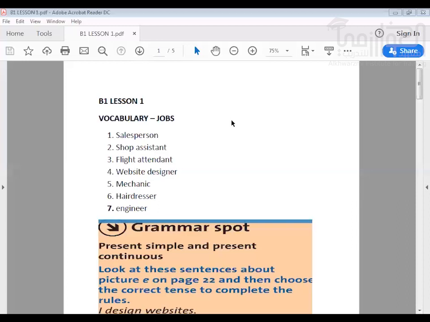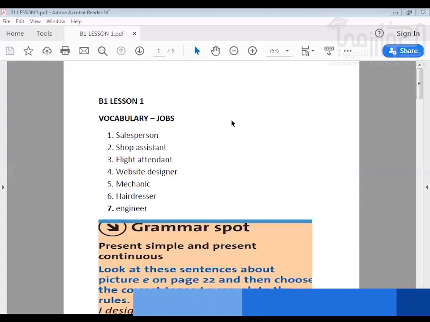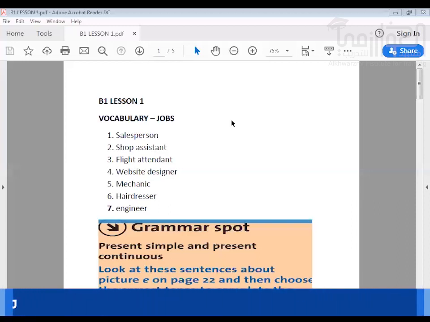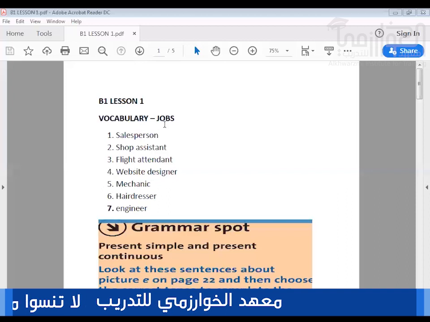In the B1 speaking part 3, you'll be given a picture and you'll be asked to talk about it. We will learn how to talk very well about it. And then we will also be looking at B1 reading part 5, how to answer reading questions. Now let's start with vocabulary. We have vocabulary about jobs.